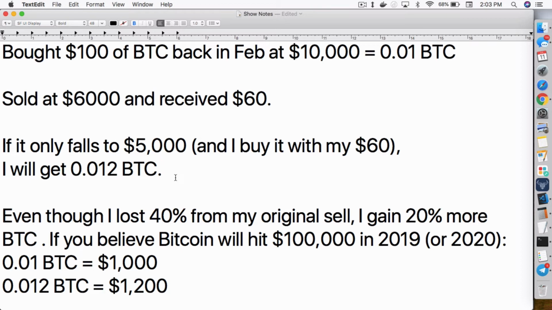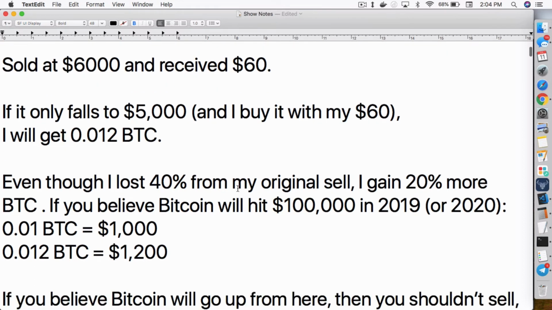it's going to fall down to 5,000 and buy at 5,000. Hey, I mean, if it falls down to 3,000, you can make even more. You can end up having twice as much. If it actually falls down to $3,000 and you sold at 6,000, you end up with 0.02 BTC. So that means you get $2,000 instead of $1,000 when Bitcoin hits $100,000. That's my belief that it will hit something that high at least sometime down the line.